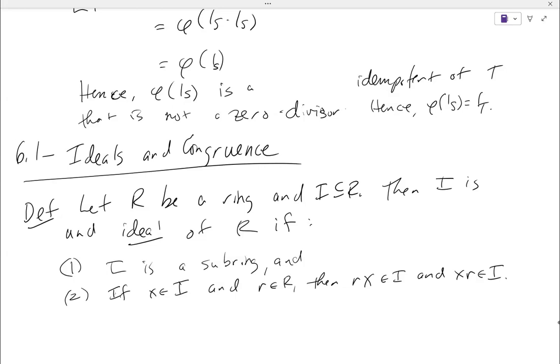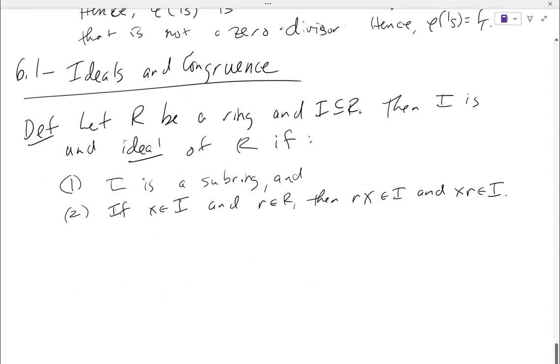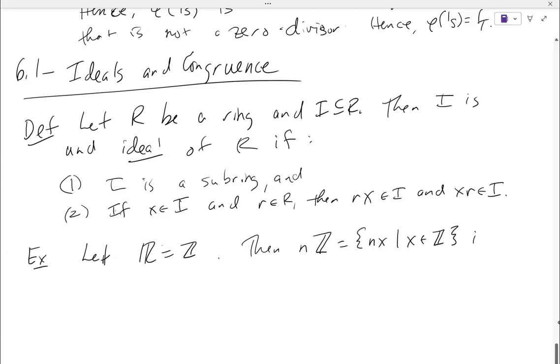All right. So, what are some examples of ideals that we've already done? Let's say we let R be Z. Then nZ is an ideal.